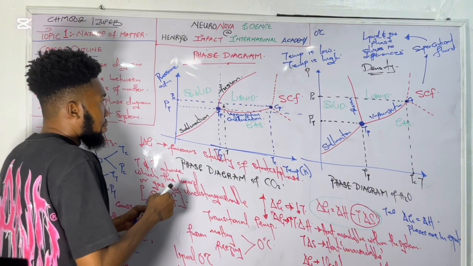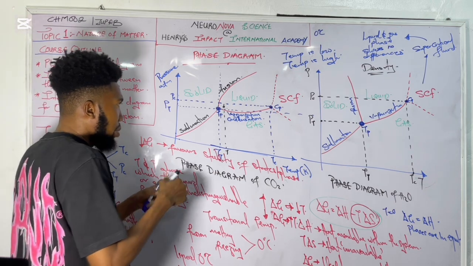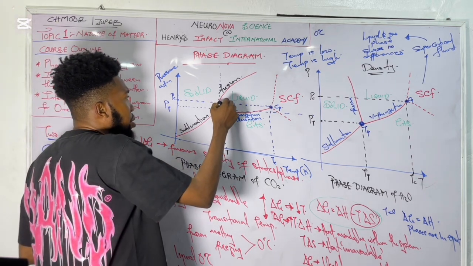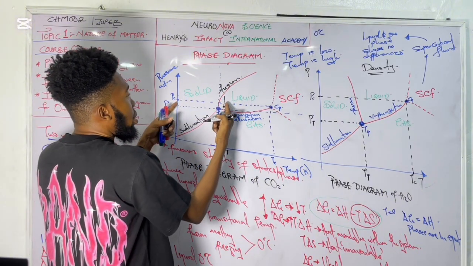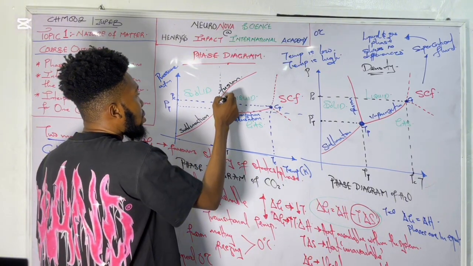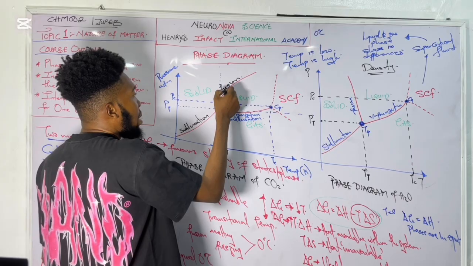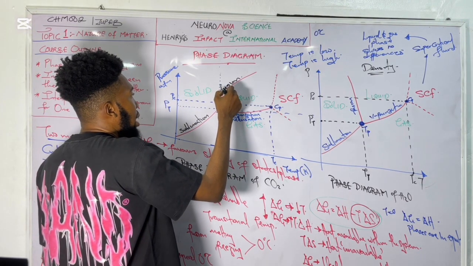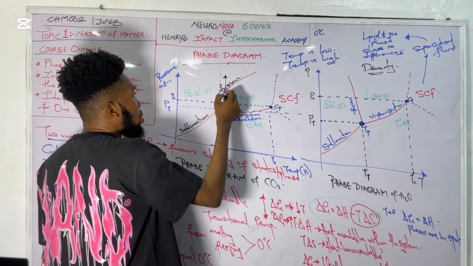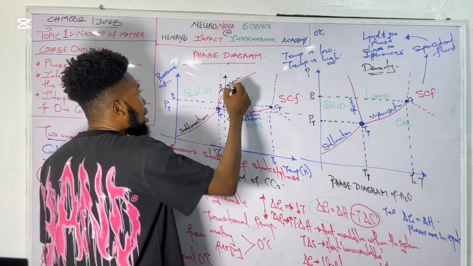Let me use a colored marker. When you increase the pressure, the liquid state is moving like this, because I'm increasing pressure, going up. Pressure is going up. The next thing you see that happens is that what? Liquid turned into what? Solid. So let me just put it like this: liquid turned into solid when there was an increase in pressure.